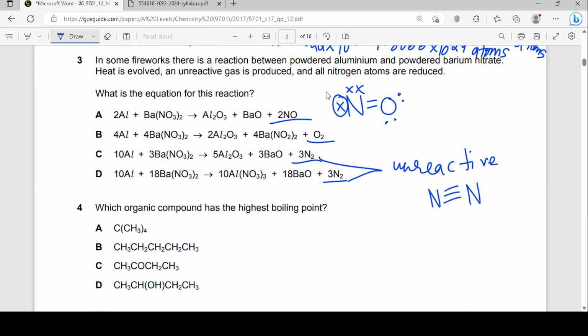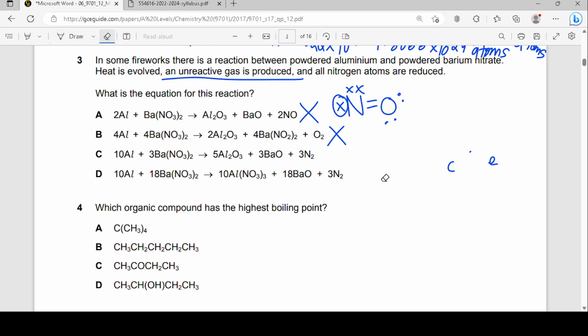So that means because they said an unreactive gas is produced, we can immediately cross out options A and B because those don't give you unreactive gases, right? But C and D do give you unreactive gases, so now we have to see which one is balanced, I guess. So let's see.